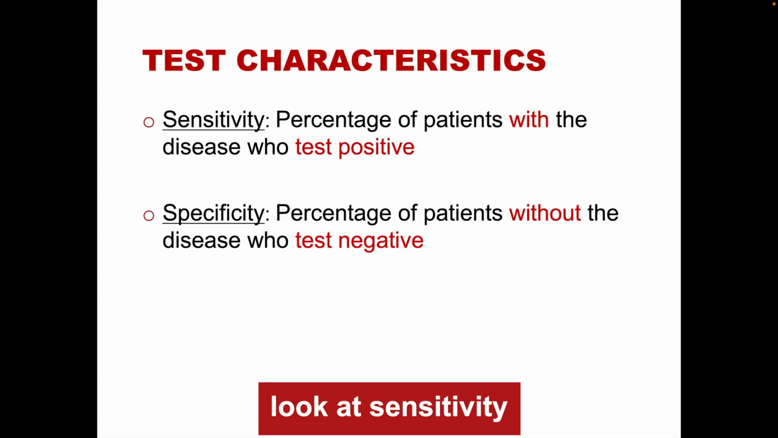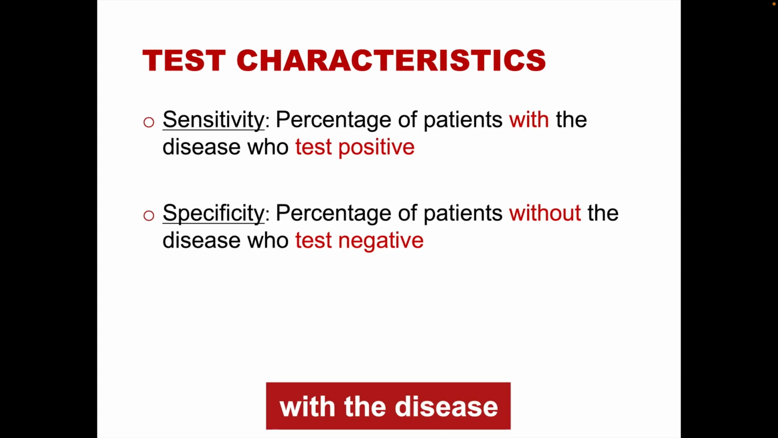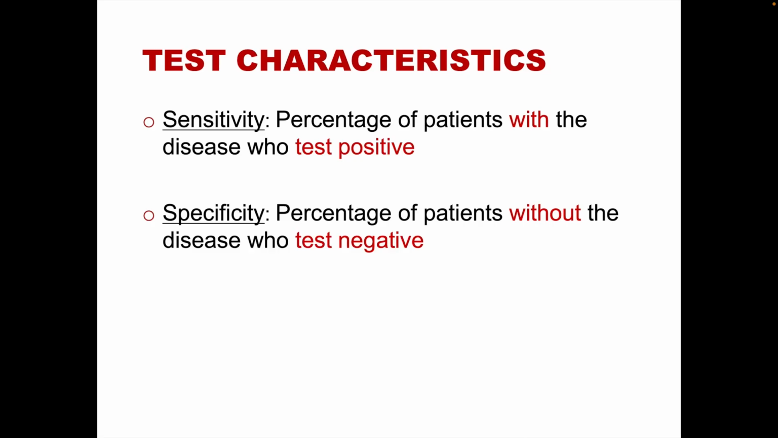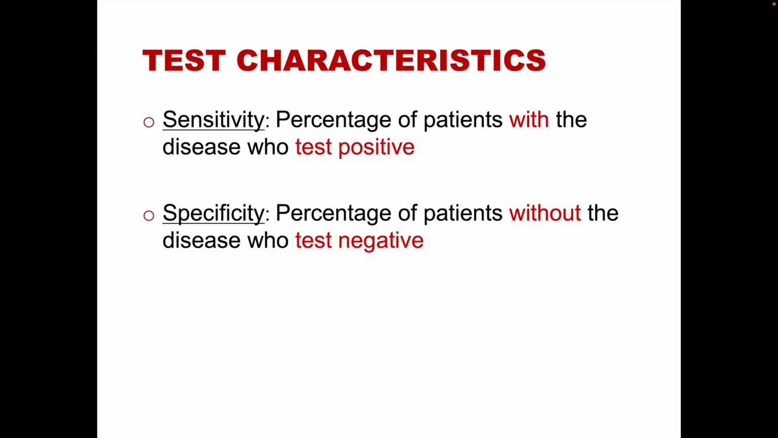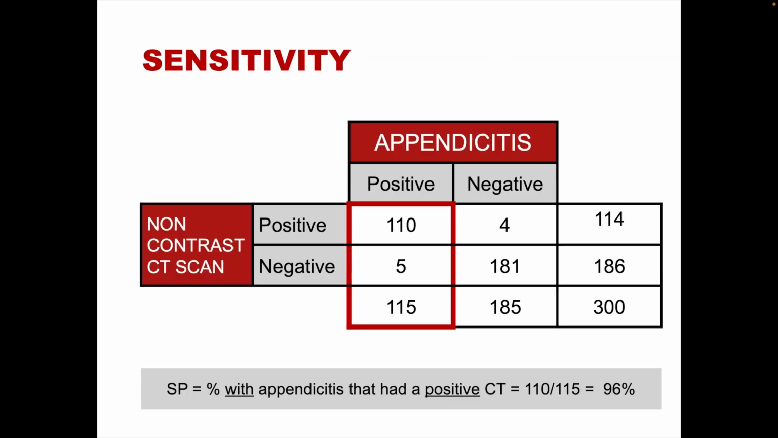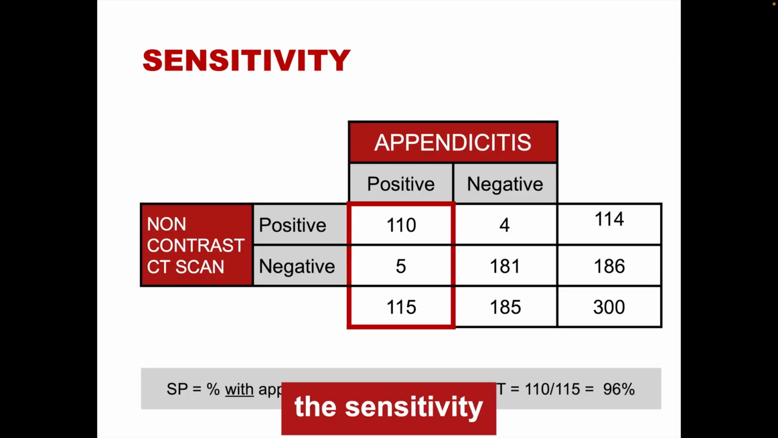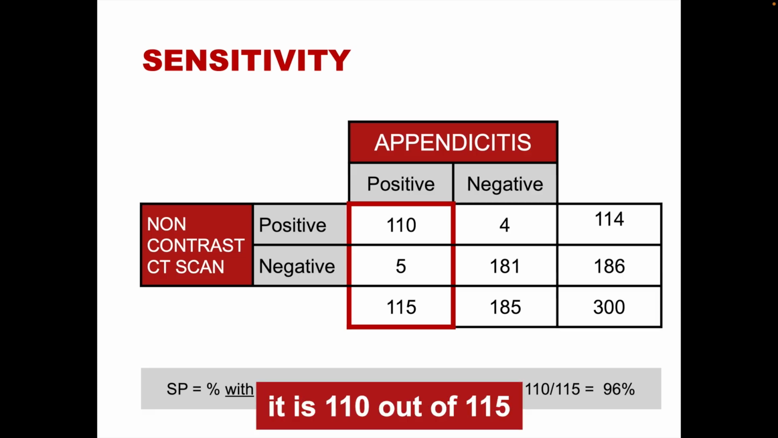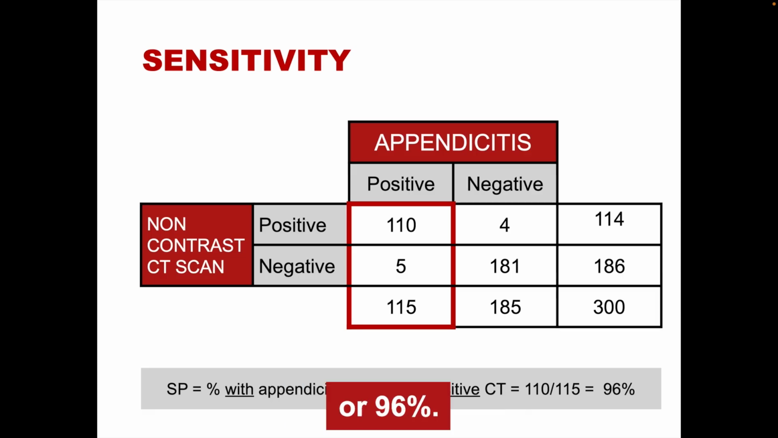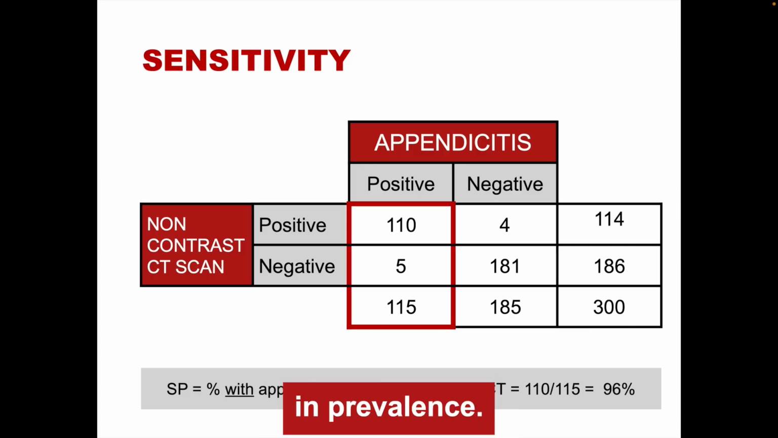We will first look at sensitivity and specificity. Sensitivity is the percentage of patients with the disease who test positive. Specificity is the percentage of patients without the disease who test negative. In the appendicitis study, the sensitivity is defined as the percentage of patients with appendicitis who had a positive CT scan. In this case, it is 110 out of 115, or 96%. Note that the sensitivity is calculated vertically and is therefore not affected by changes in prevalence.